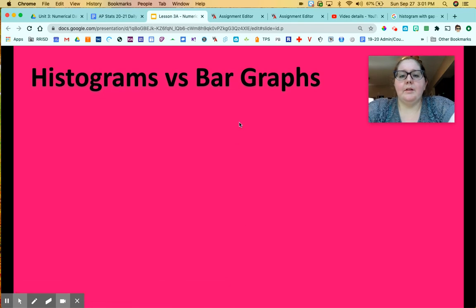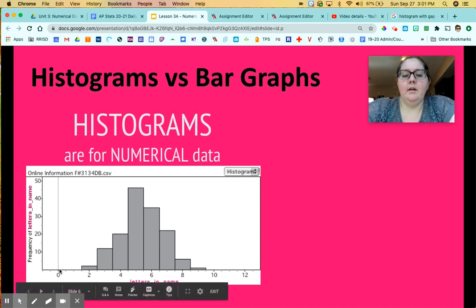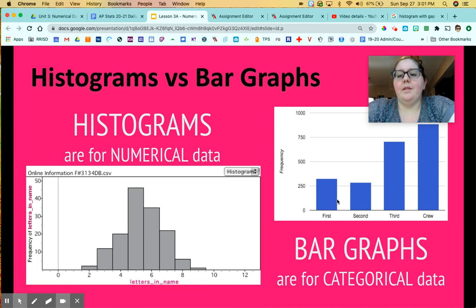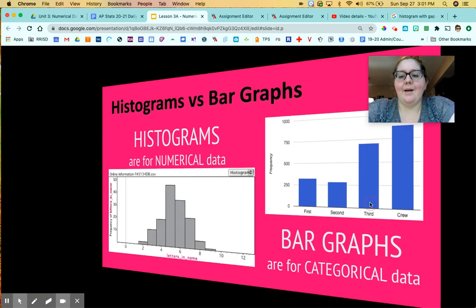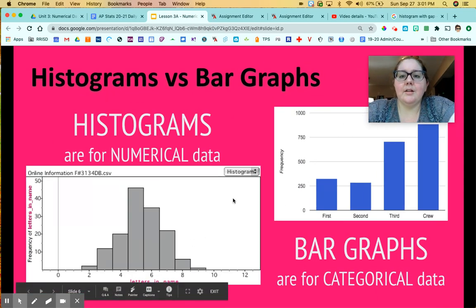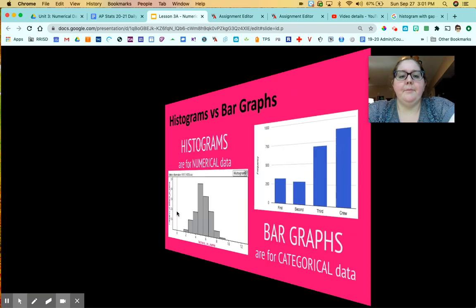So just as a quick little recap on histograms versus bar graphs. A histogram is for numerical data. We have numbers on the x-axis and the bars are touching. Whereas on a bar graph, which is for categorical data, we have categories on the bottom and the bars are not touching. We have gaps in between the bars. So that's important to know the difference. They kind of look similar, but when we actually look closely at them, we can tell which is for numerical and which is for categorical data.